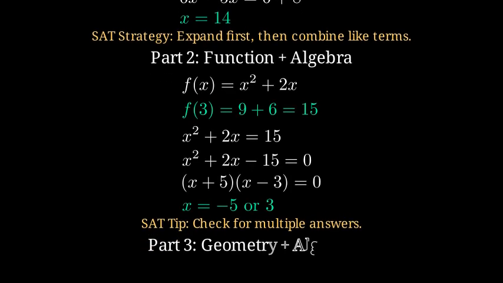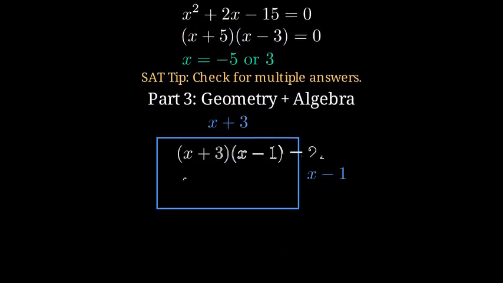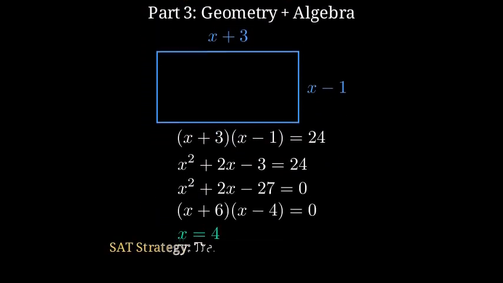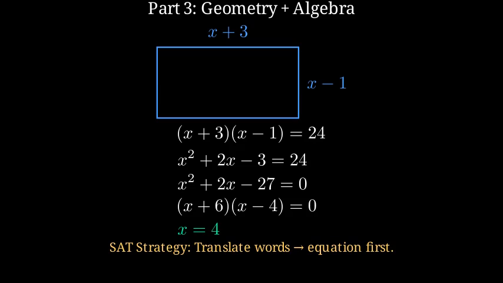Part 3. Geometry plus algebra. A rectangle has length x + 3 and width x - 1. The area is 24. So set up the equation. Expand, move terms, and factor. You get x equals 4. SAT strategy. Translate words into an equation first.